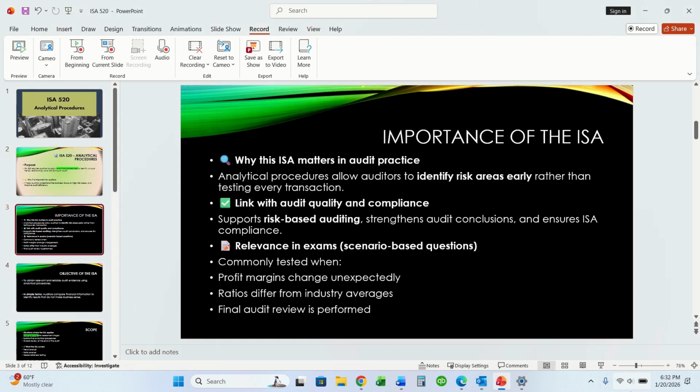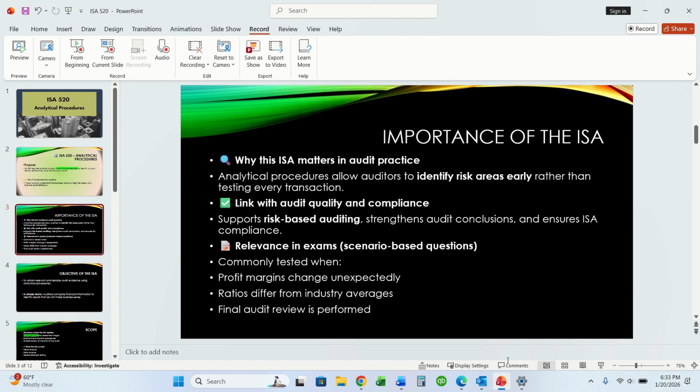Let's move forward towards the importance of the ISA. Why does this ISA matter in audit practice? Analytical procedures allow auditors to identify risk areas early rather than testing every transaction. Its link with audit quality and compliance: it supports risk-based auditing, strengthens audit conclusions, and ensures ISA compliance. What is its relevance in exams? It is commonly tested when profit margins change unexpectedly, ratios differ from industry averages, and when the final audit review is performed.